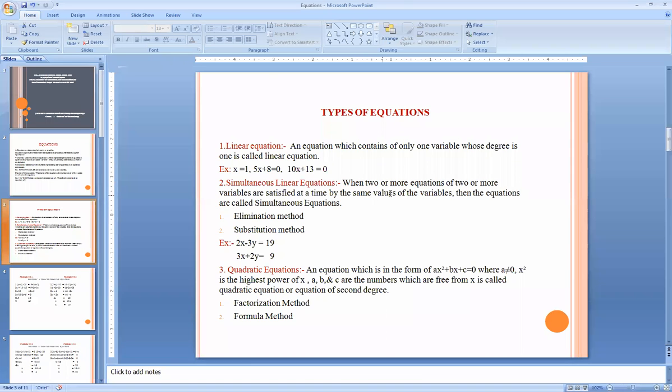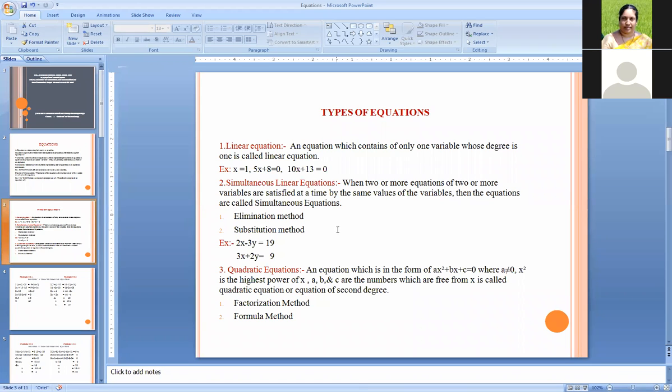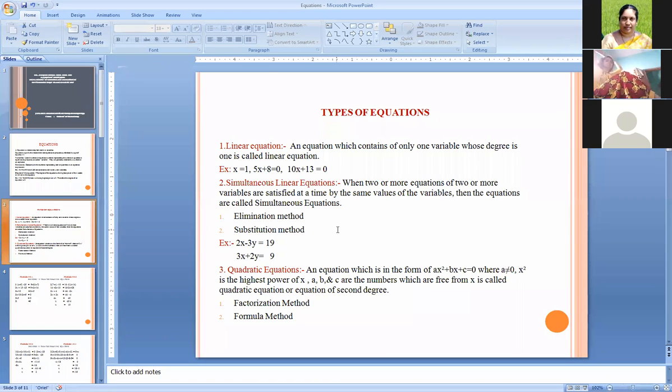Simultaneous equations: an equation which contains two or more variables. An equation which is having two variables or more than two variables, such kind of equations are called simultaneous equations. Again here, the highest degree of the variables should always be equal to 1 in case of simultaneous equations also. So simultaneous equations means equations which contain two or more variables where the highest degree is 1.